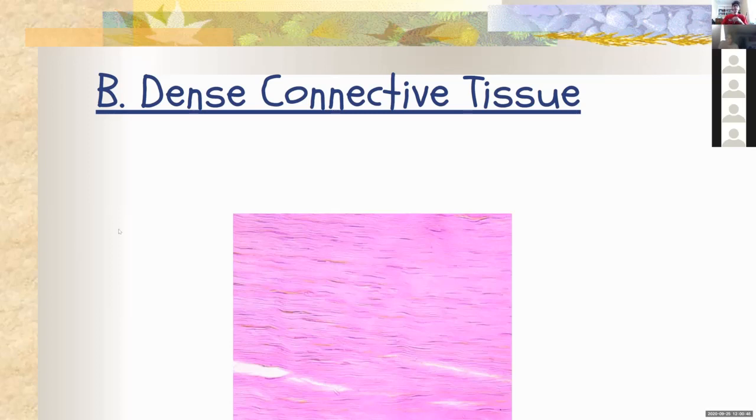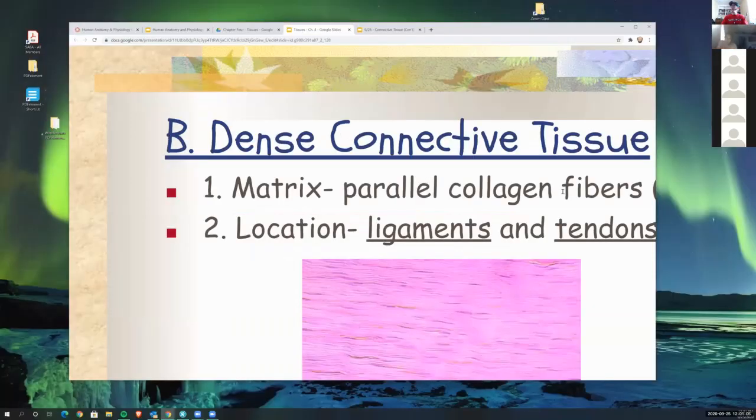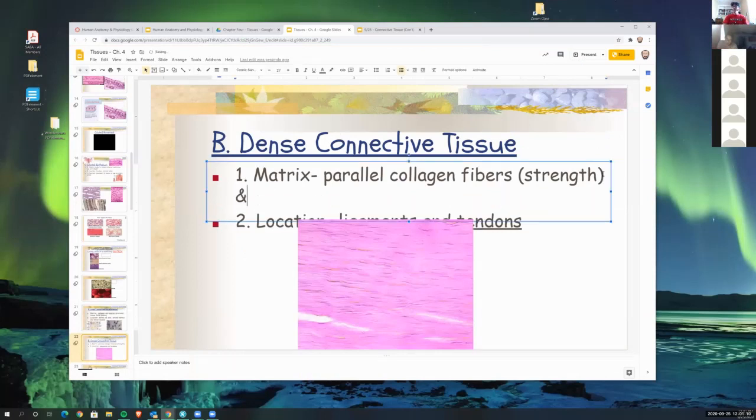So dense connective tissue is another type of connective tissue. And its non-living matrix, so it just says matrix, is parallel collagen fibers. I'm going to actually add one thing in here. Sorry, guys. I meant to do this last year. So it's parallel collagen fibers and a little elastin, just a little bit.